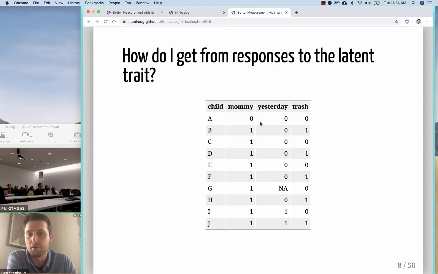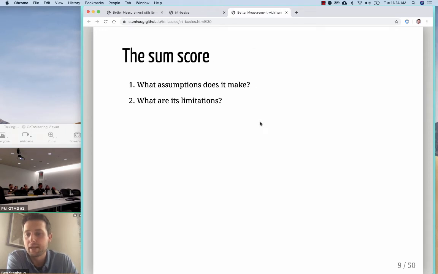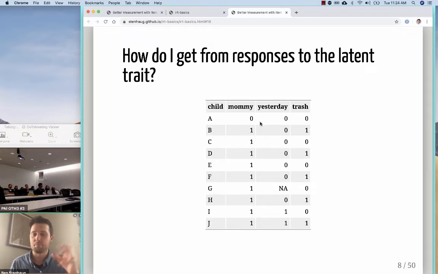I want to think though, when we use a sum score for this mapping from responses to the latent trait, what assumptions are we making? And then what limitations does this mapping have? I'm going to put this back up because I think it's more provocative and gets you thinking a little bit more. But basically, I do sum score, so I give 0, 2, 1, 2, 1. What are the assumptions? 1. And then 2, what are the limitations with this methodology? Talk with the same group of people you were talking with for a minute or two about those 2 questions.